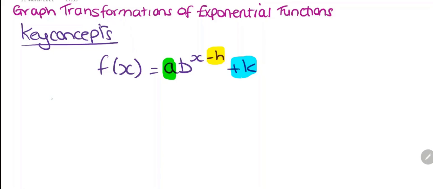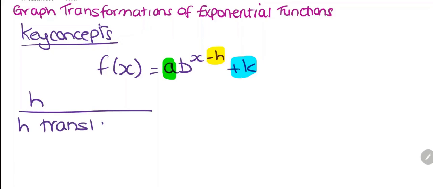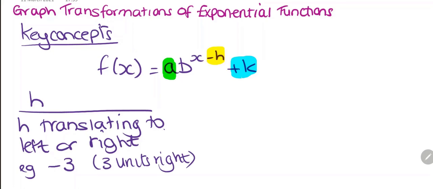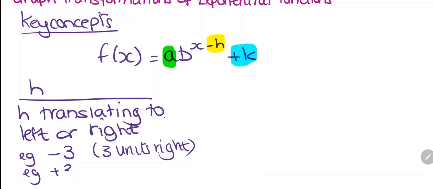So the h value, you can see, is minus h. This is going to be translating to the left or to the right. Now, because it's minus h, it's going to be the opposite. So, for example, if we have minus 3, it will be 3 units towards the positive, to the right. And if we have a plus 3, it will be 3 units towards the negative x, so it will be 3 units left.